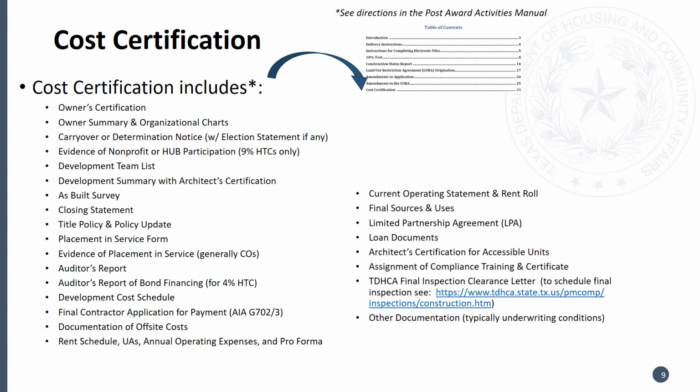Documentation of offsite costs, if there are any offsite costs that are included in eligible basis, there's an additional list of items that have to be submitted. Not a lot of deals have it, but it does apply when they are out there.